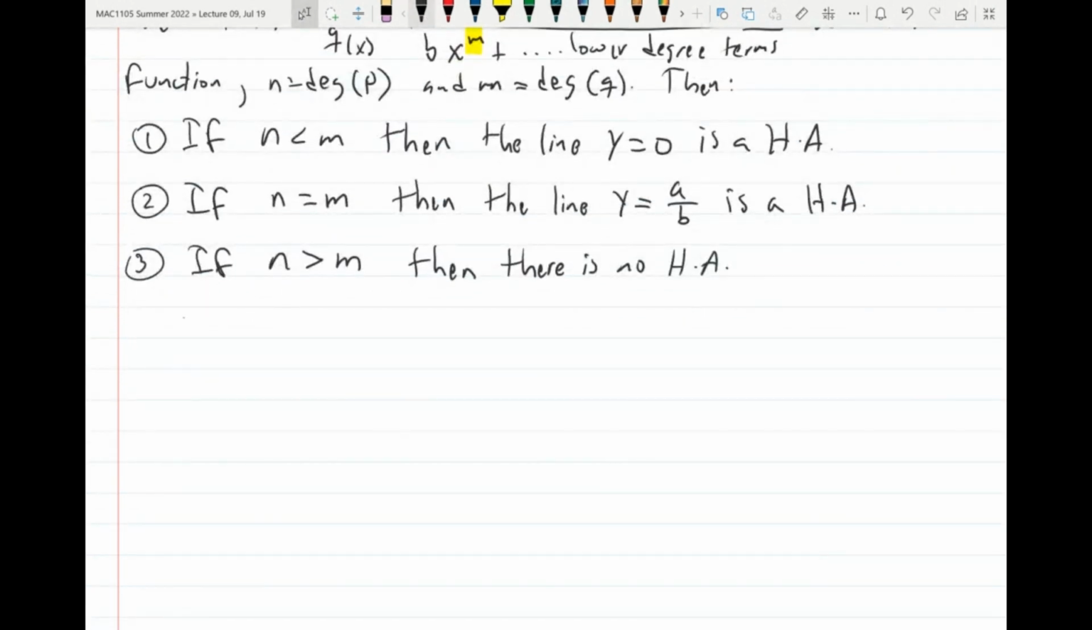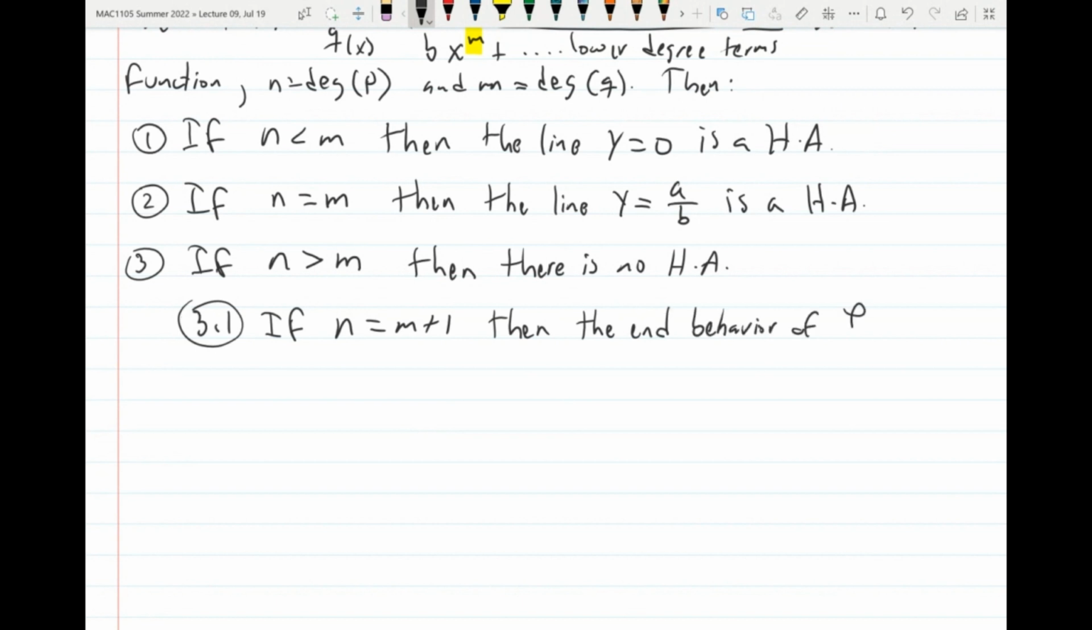Now here we can say something of 3.1. If it turns out that in this case n is actually m plus 1, meaning the degree of the top is 1 more than the bottom, then we have what we call a slant asymptote. Then the end behavior of f is linear, and so f has a slant or oblique asymptote.